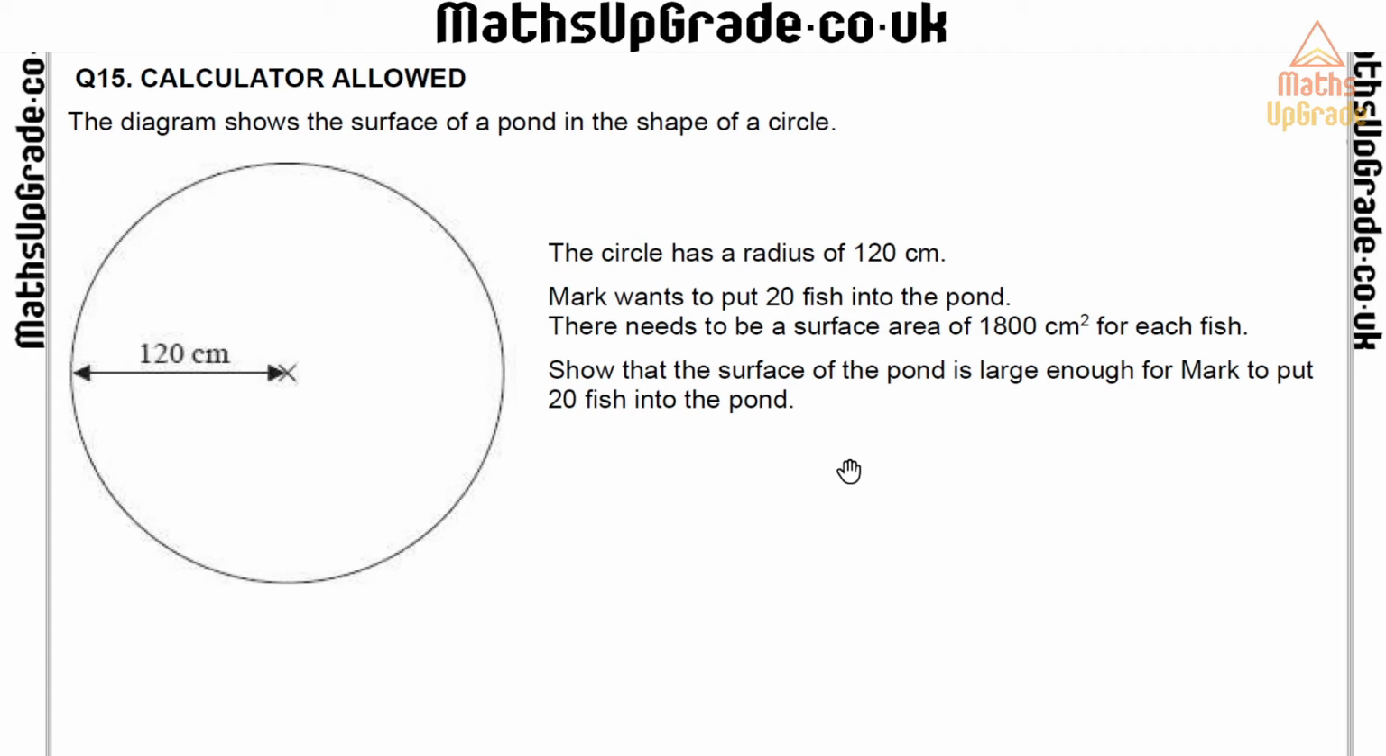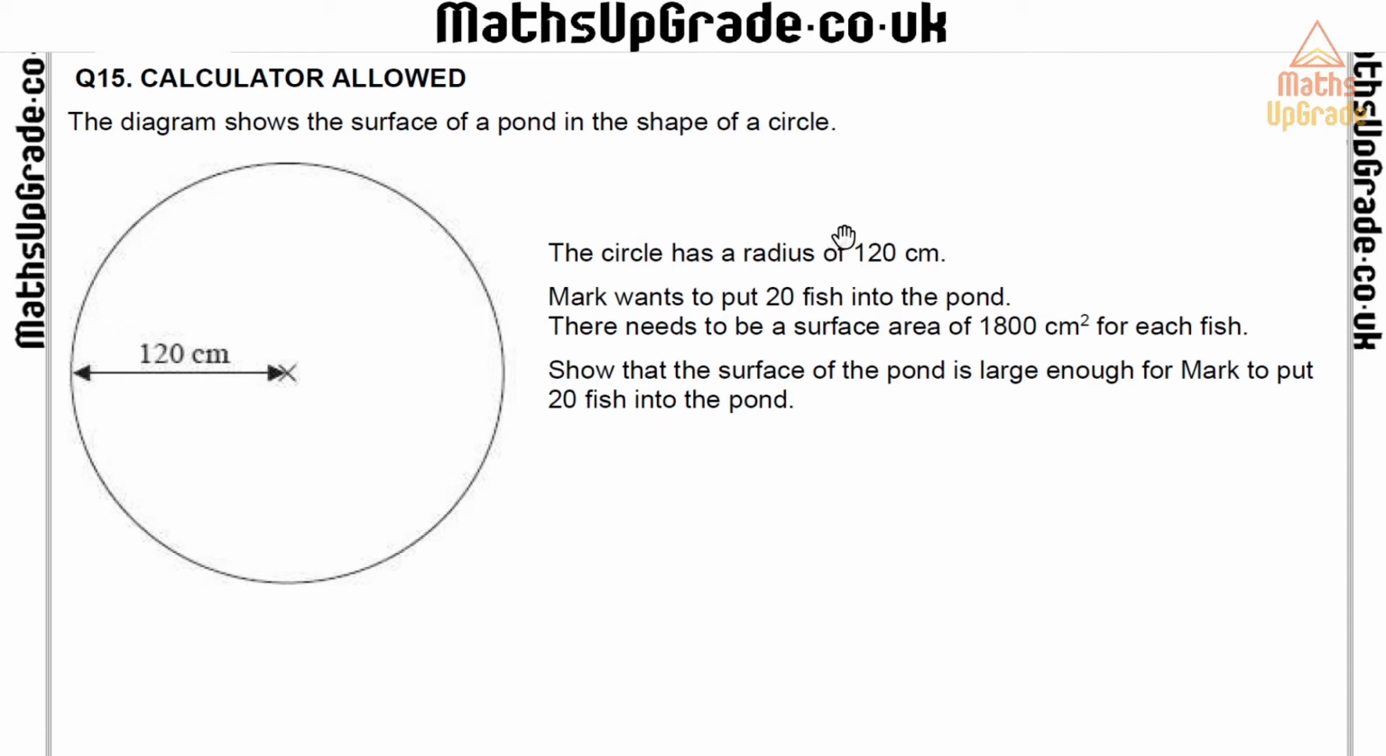Mark wants to put 20 fish into the pond. There needs to be a surface area of 1,800 centimeters squared per fish. Okay, so for each fish, that's how much area it needs. Show that the surface of the pond is large enough for Mark to put 20 fish into the pond.